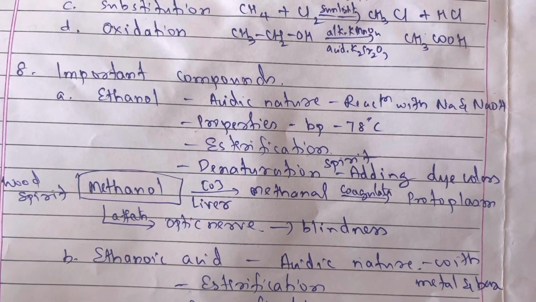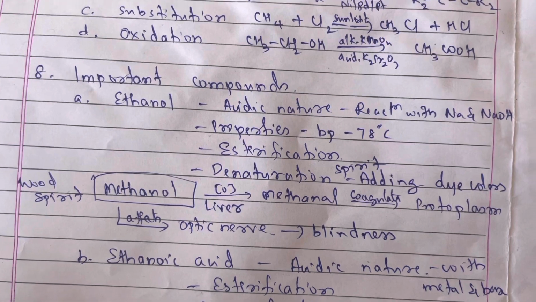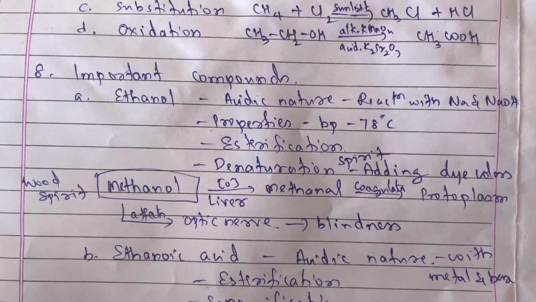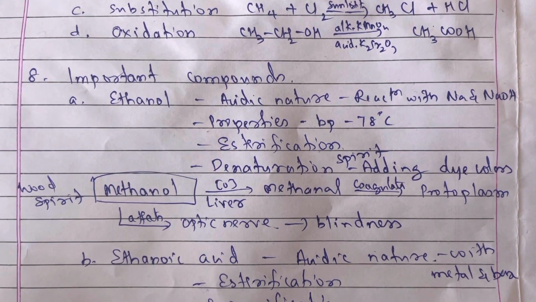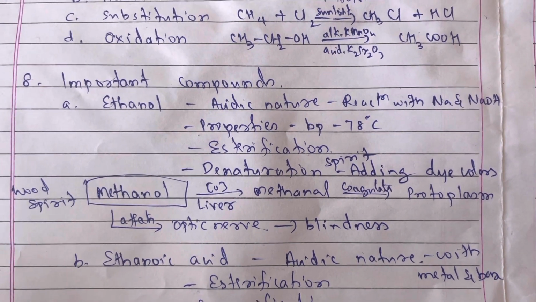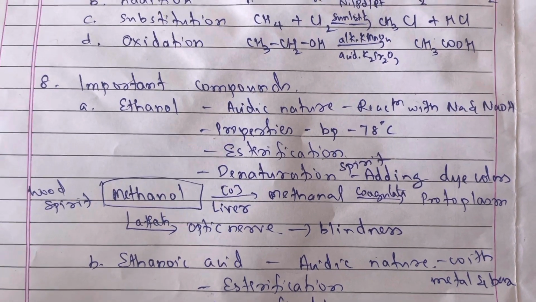Methanol is also well known as wood spirit. Ethanol is known as commercial spirit. So if a person swallows methanol instead of ethanol, it will directly oxidize in the liver and convert into formaldehyde. And it will coagulate all the protoplasm present in the liver, and it will cease the person's biochemical activity.